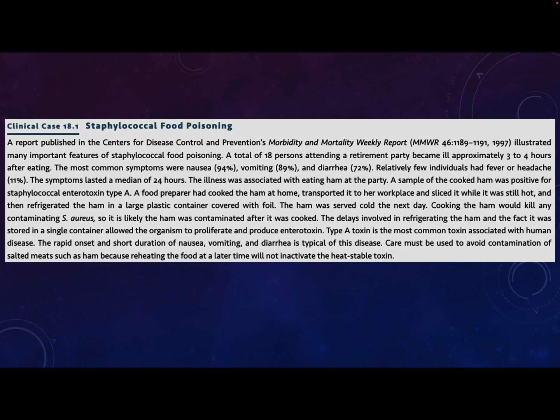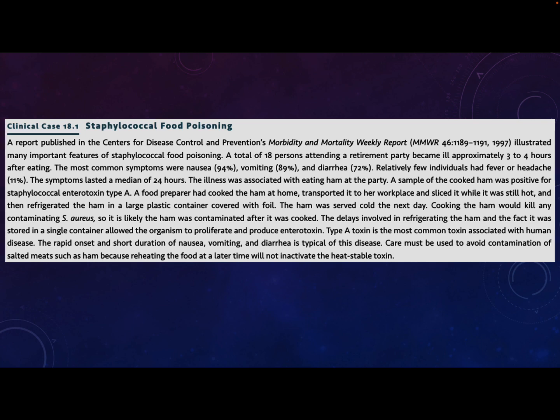And we can also have staphylococcal food poisoning. So throughout the term, as we talk about different organisms, I pull some of the case studies from the text so we can talk about them. So 18 people at a retirement party became ill approximately 3 to 4 hours after eating.